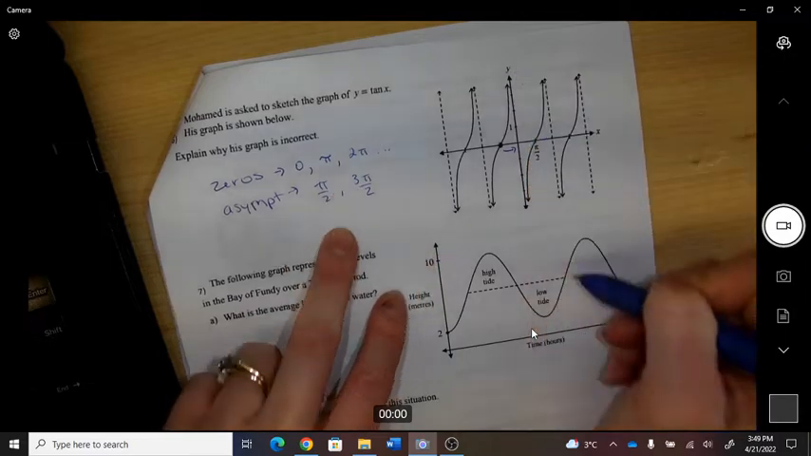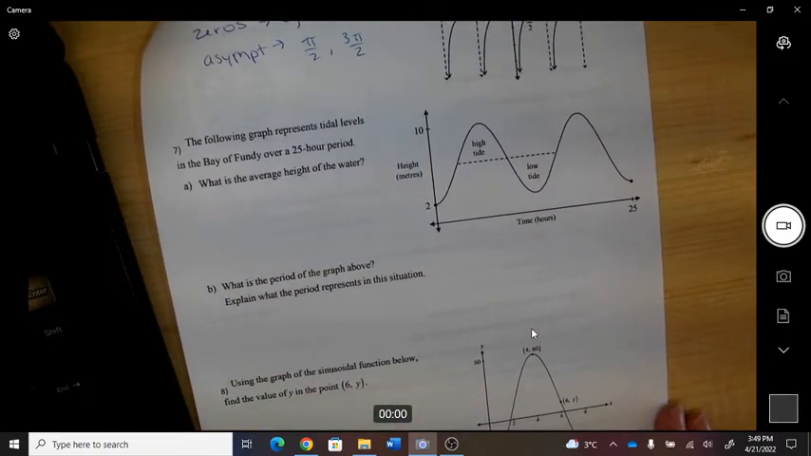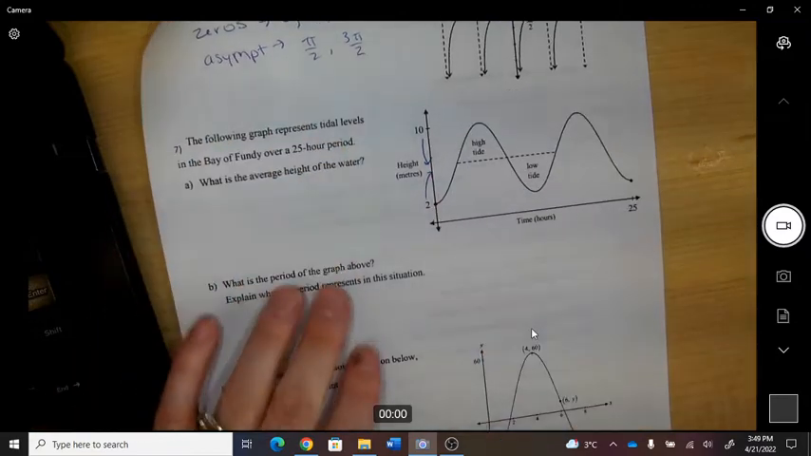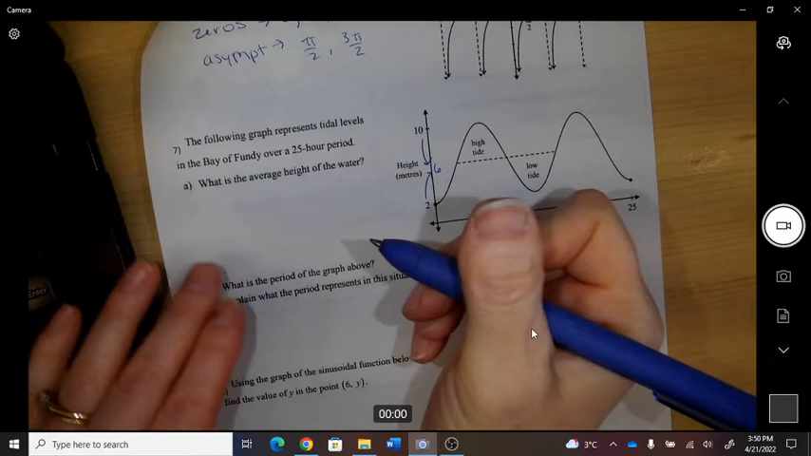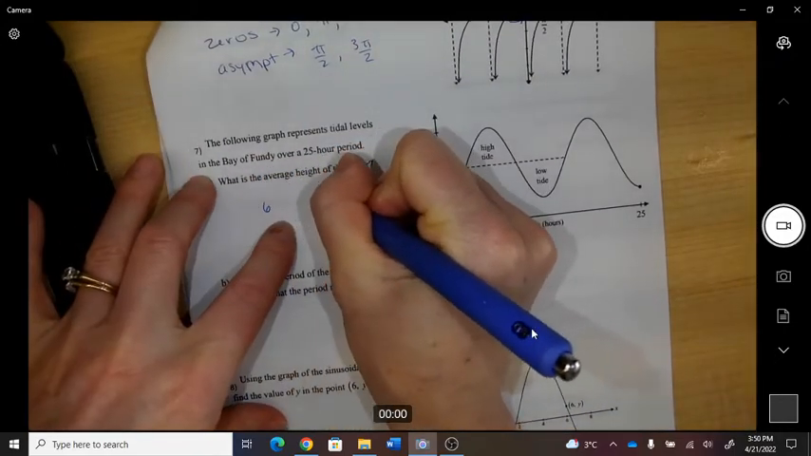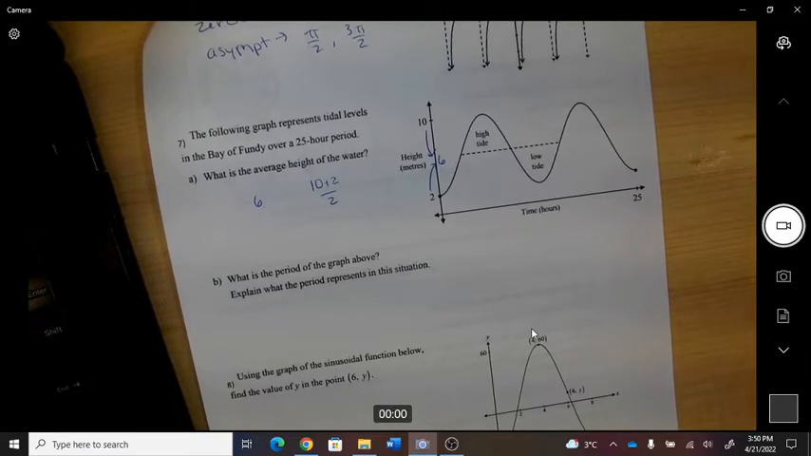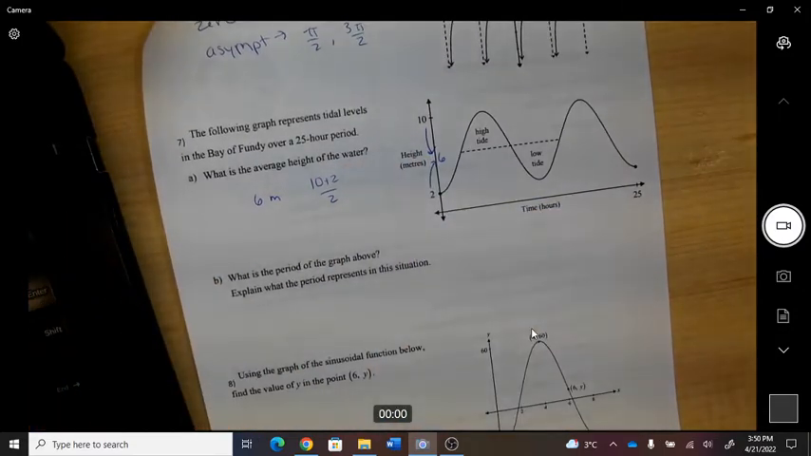Actually, yeah. The following graph represents tidal waves, and so what's the average height of the water? So I'm trying to think what's halfway. So 2, 10, there would be a 6 in the middle. So I could go average them. The average height is 6. Okay, I guess I should put some meters on it because it's in meters.